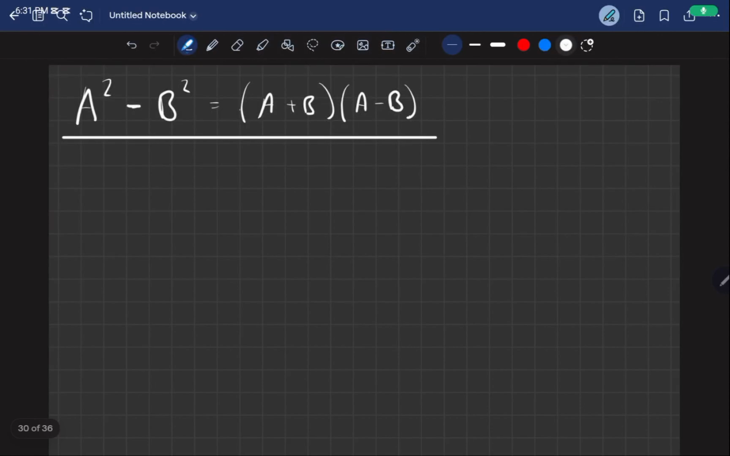Today, we're going to be covering the difference of two squares. The difference of two squares states that a squared minus b squared is the same as a plus b times a minus b. Now, how can we illustrate this using a diagram?